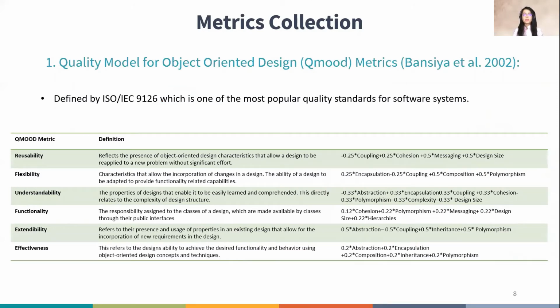For the metrics collection phase, we chose the QMOD metrics, which stands for Quality Model for Object-Oriented Design, to quantify the quality of the code. So they are one of the most popular quality standards for software systems, and we chose them because they are commonly used in industry and refactoring studies, and they were validated on hundreds of systems. Here we have the formulas for the different metrics, and they can be calculated using static analysis of the code.